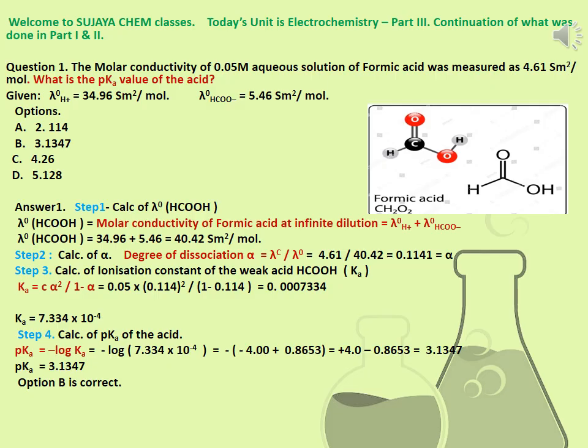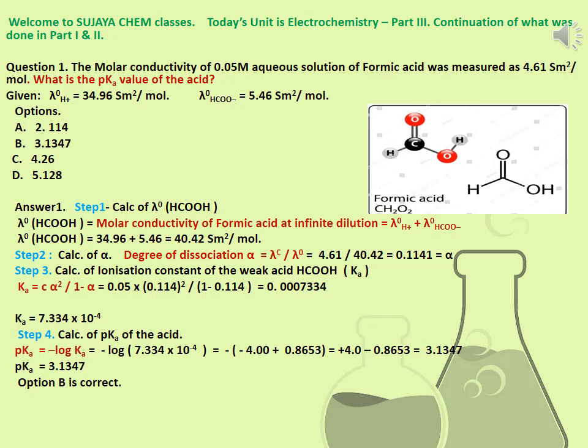The molar conductivity of 0.05 molar aqueous solution of formic acid, also called as methanoic acid, was measured as 4.61 Siemens meter square per mole. What is the pKa value of the acid? Remember, formic acid is a weak acid.